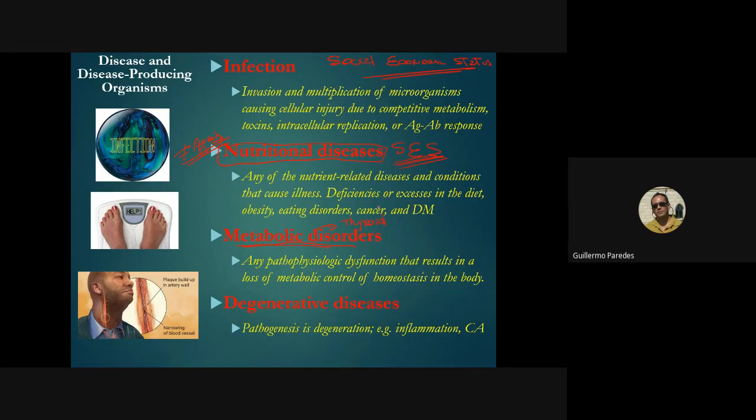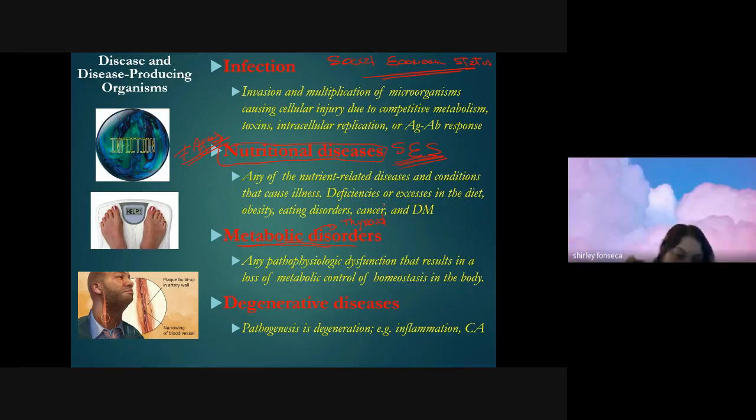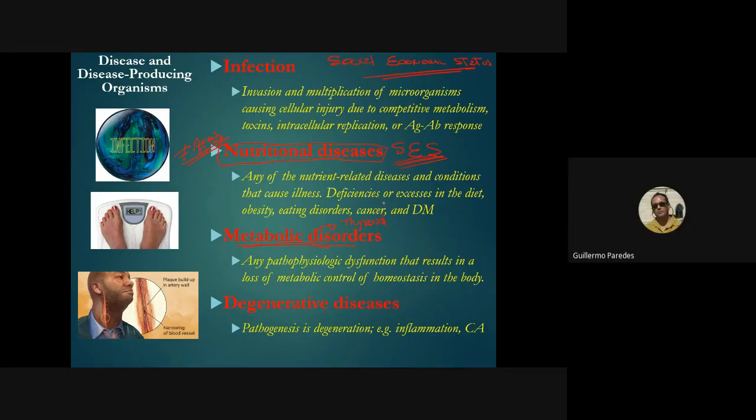So a thyroid gland problem could be hypothyroidism, could be hyperthyroidism. Do you know somebody with hypo, hyper? Yes, no? Yes. So that is a metabolic disorder. Think about it. Another metabolic disorder will be, for example, gallstones, stones in the gallbladder, right?